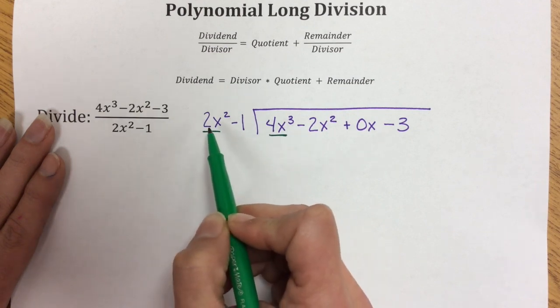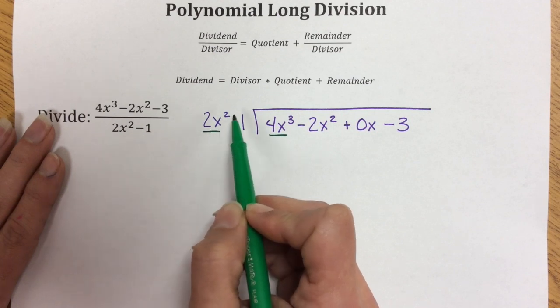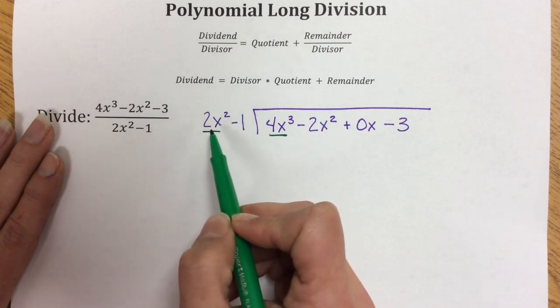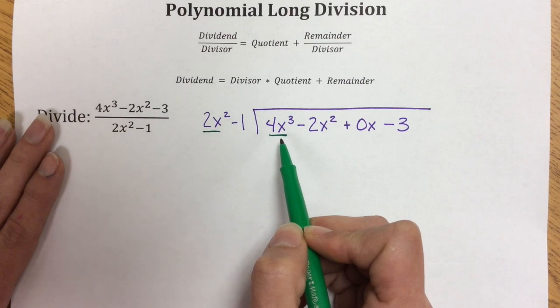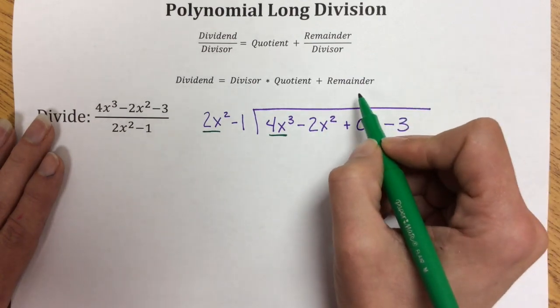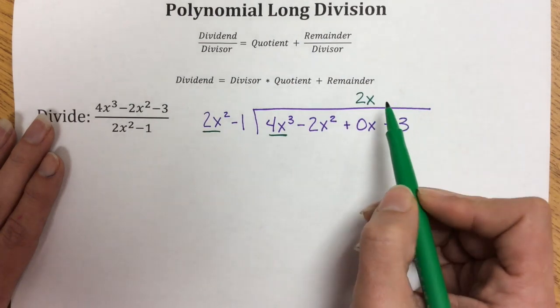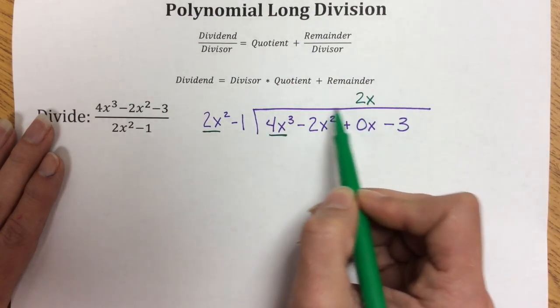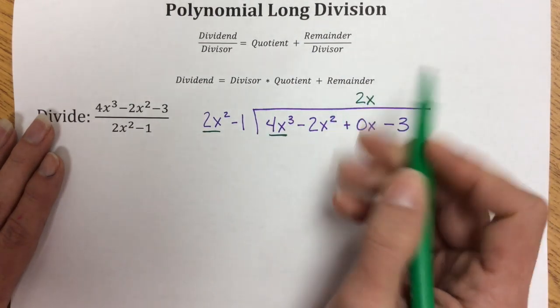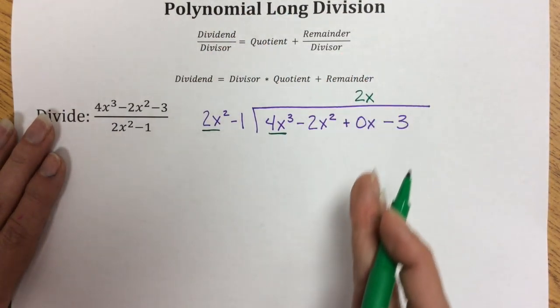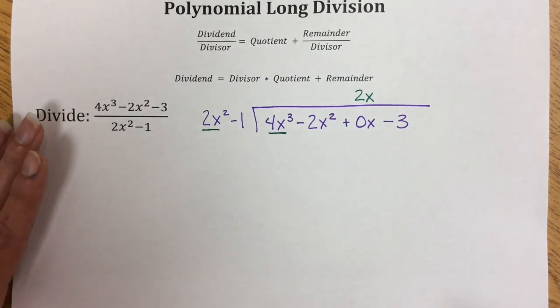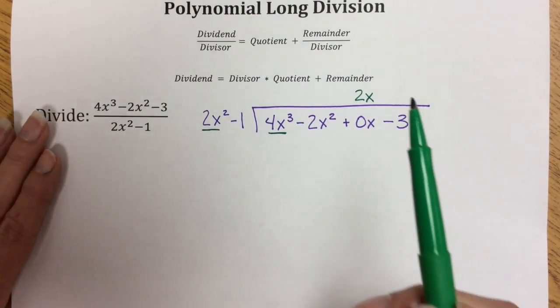So to get 4 from 2, I'm going to multiply 2 times 2 to get 4. And x squared, I'll need to multiply by another x. So if I multiply this guy by 2x, I should get 4x cubed. So I'm going to write 2x over here. And you could write it here. It doesn't really matter. I just like columns. I tend to work cubes and squares and x's and constants and keep everything in a nice, neat column.